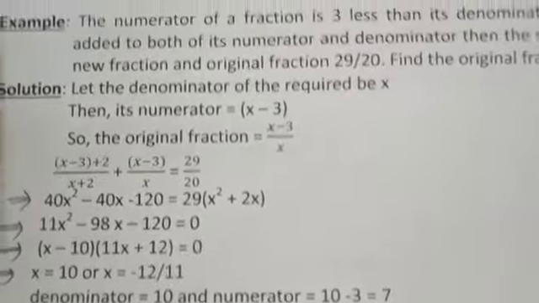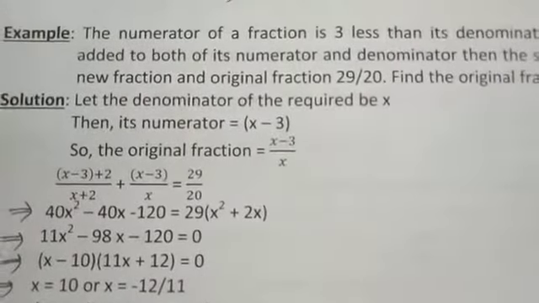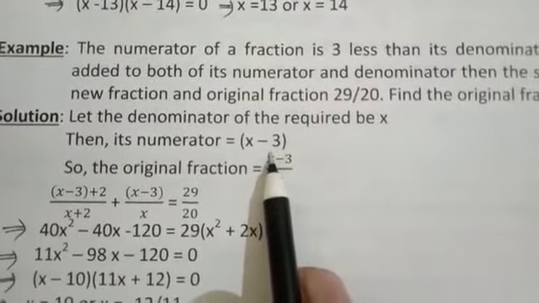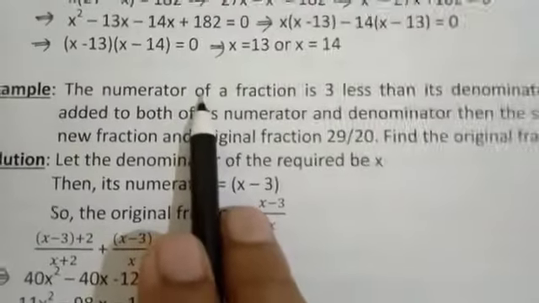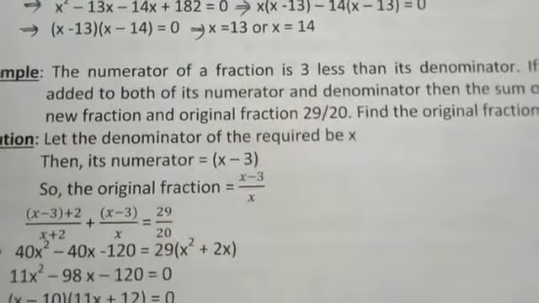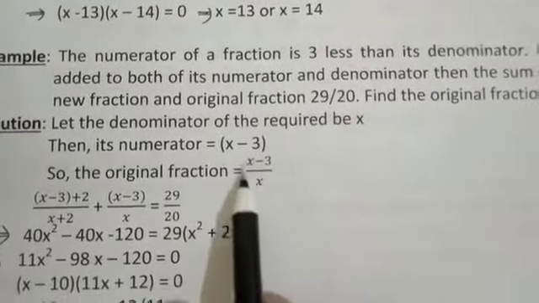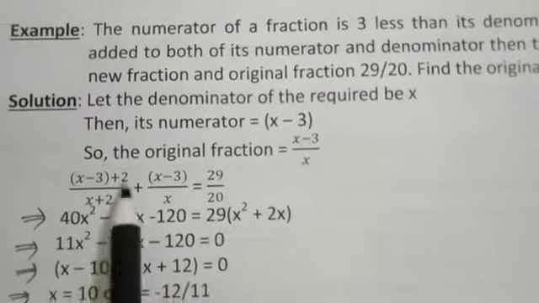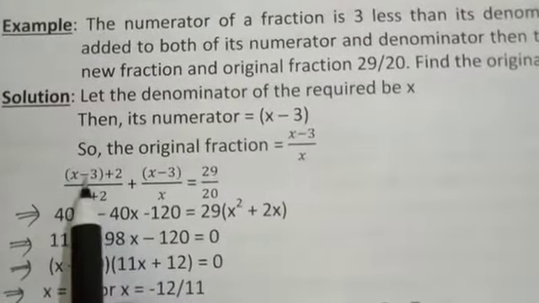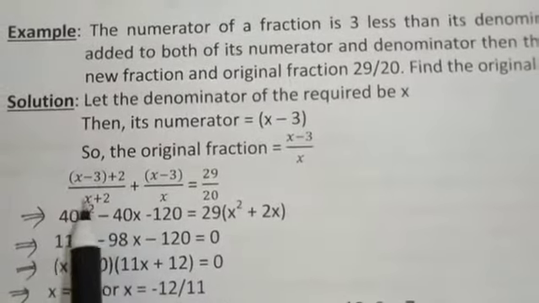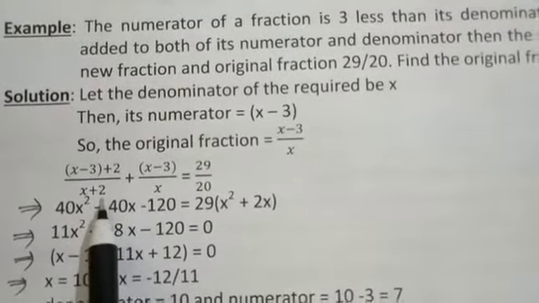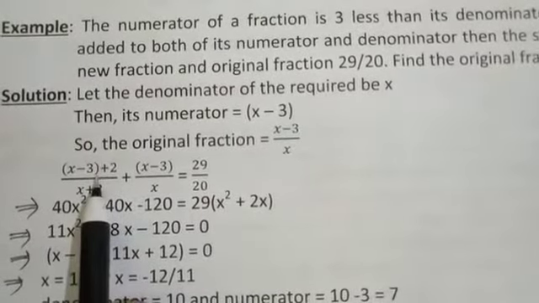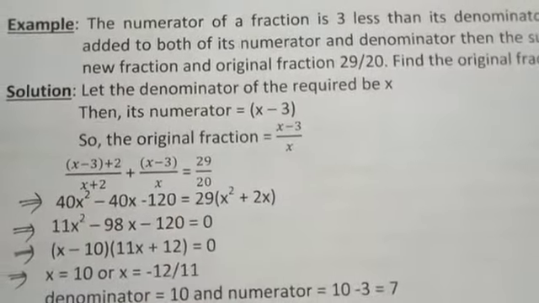10. So if you look at the question, we have taken the denominator as x. Then we found the value of the numerator, x minus 3, because the question says the numerator of the fraction is 3 less than its denominator. We got the original fraction x minus 3 divided by x. Then we found our new fraction, x minus 3 plus 2 over x plus 2, and on the basis of the question we added the original and the new fractions and got 29 by 20.